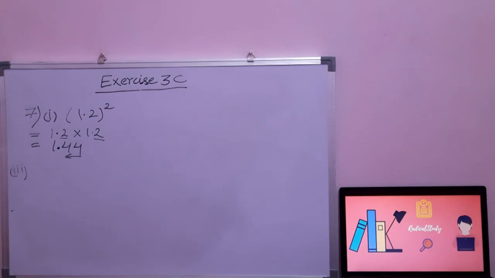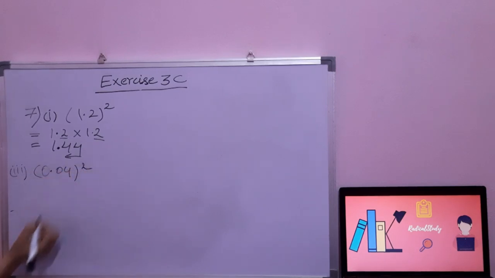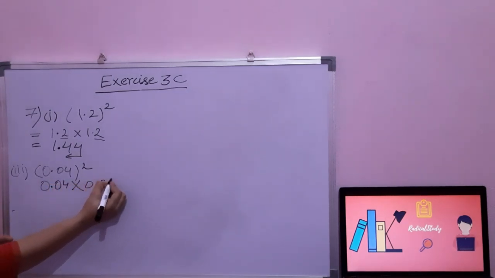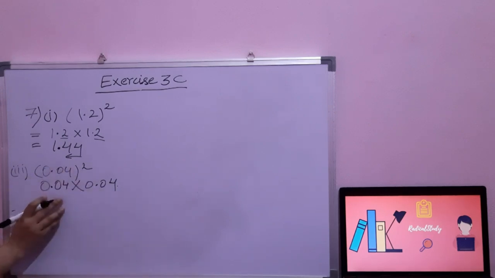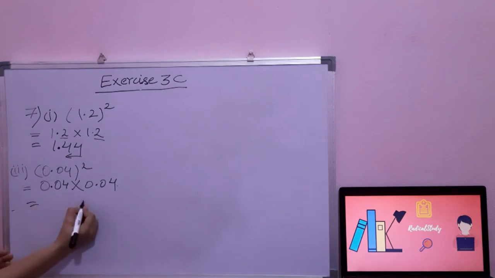Now I am going to solve option number 3. It is 0.04 to the power of 2. So 2 means I have to multiply it 2 times. So what is 4 times 4? If we remove the decimal point, there are 2 fours. So 4 times 4 is 16.